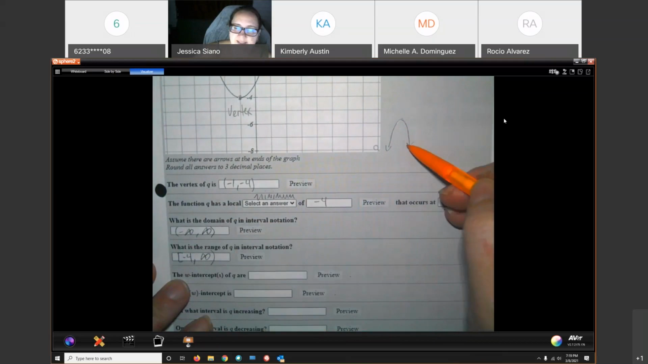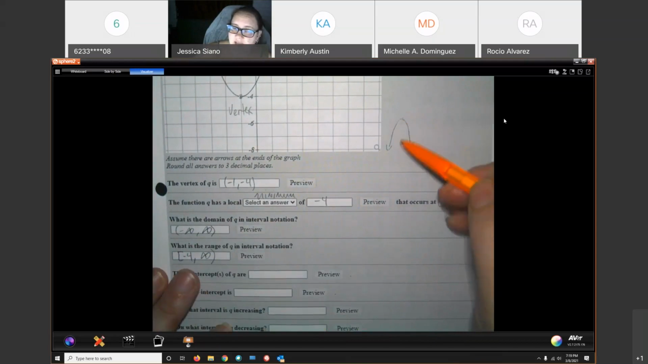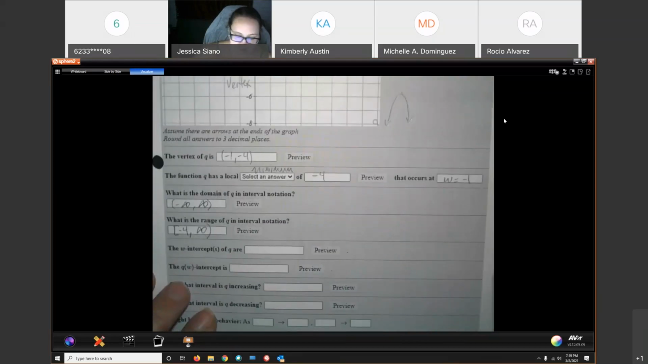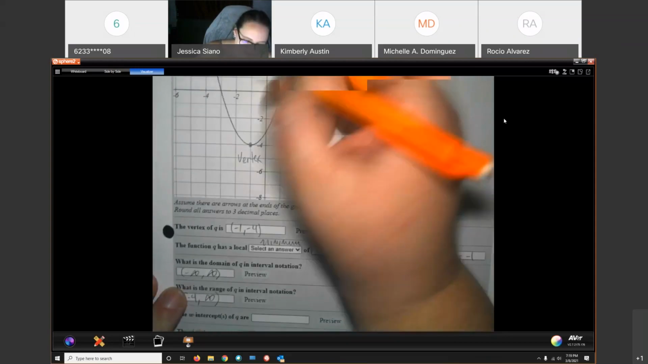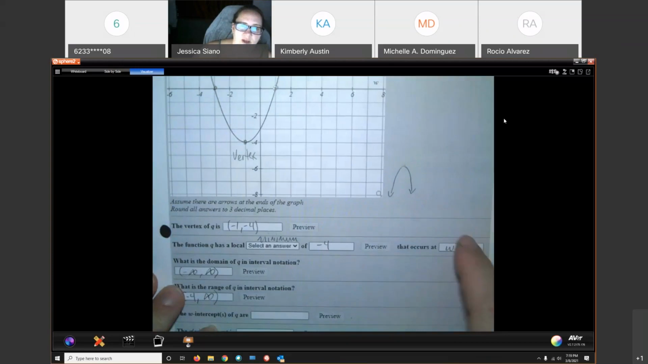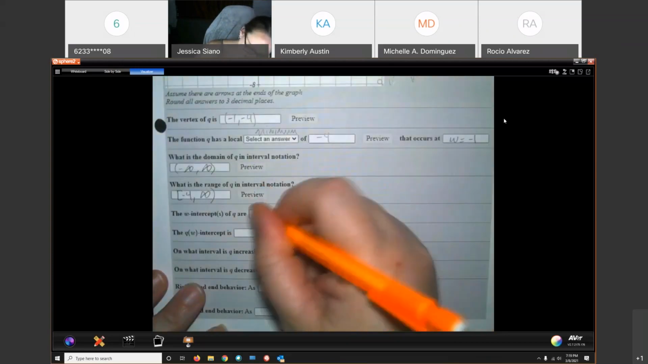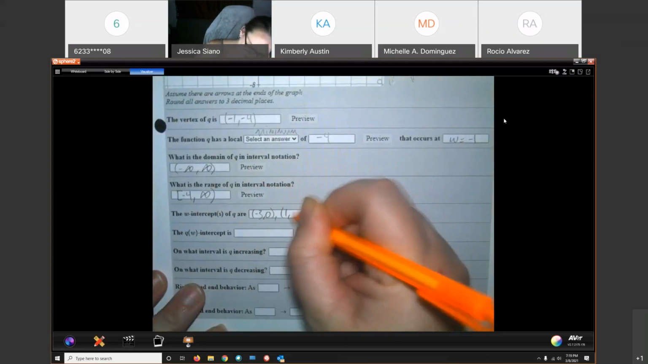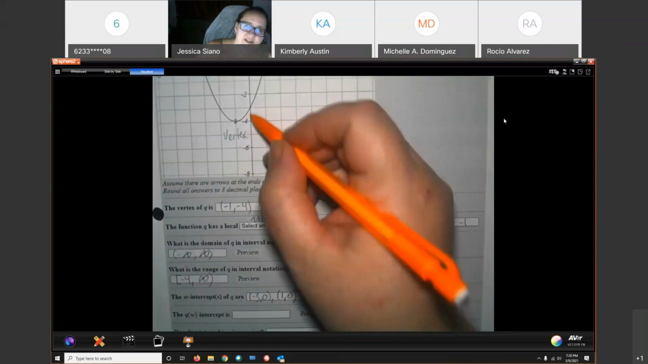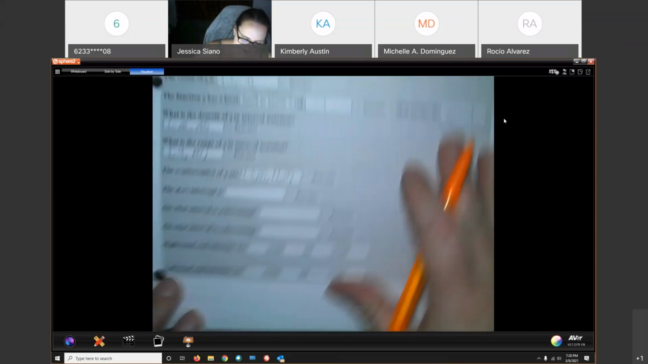Now, if your parabola opens down, then your vertex is a maximum. So then your range would be -infinity to the y value of your vertex. All right, your w-intercepts, they are right here at -3 and 1. Your q of w-intercept is right here at -3.